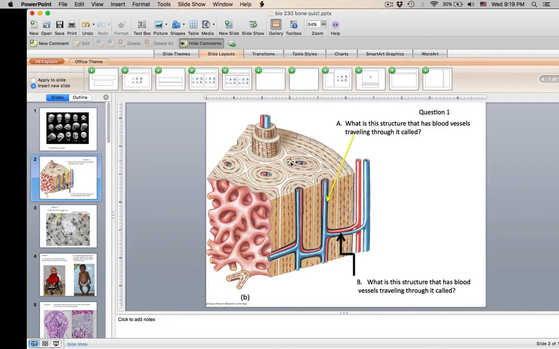In this osteon too, since we're here, what kind of lamellae are here that make these rings? Concentric lamellae. The one that goes all the way around the bone is circumferential. In between the osteons is interstitial lamellae. So make sure you know those two.